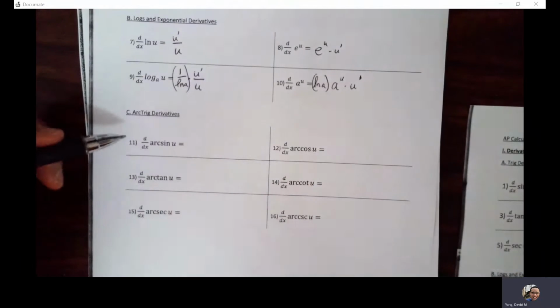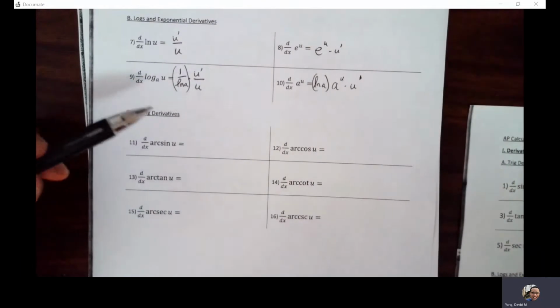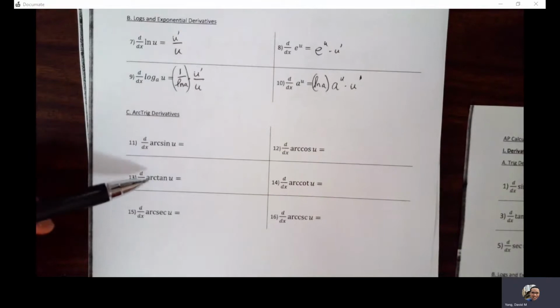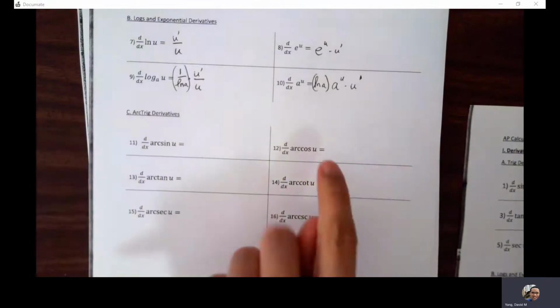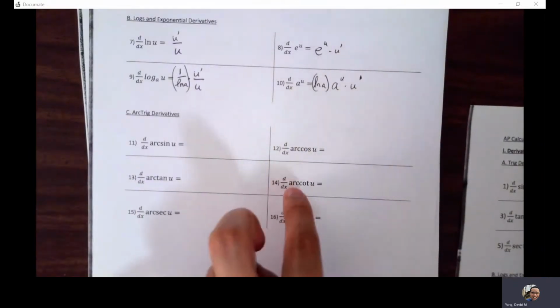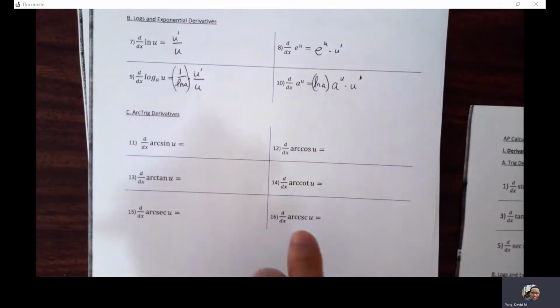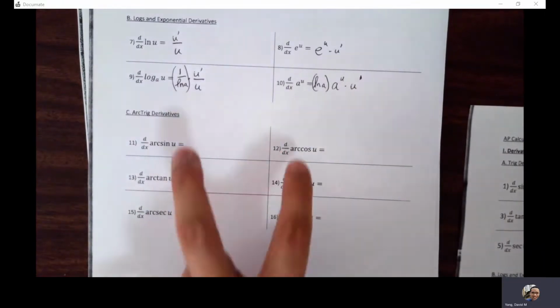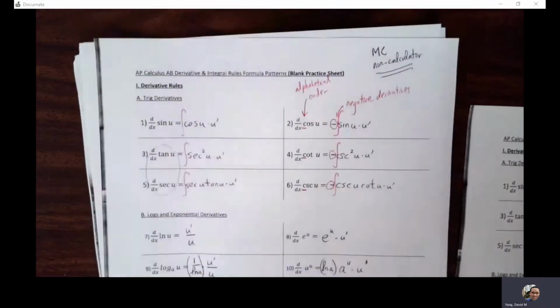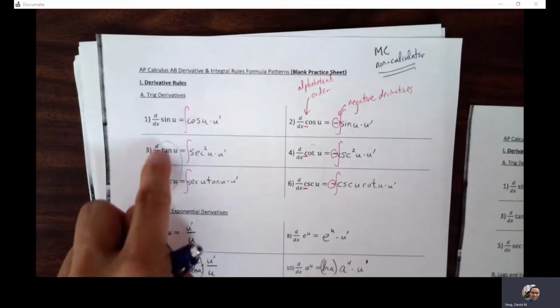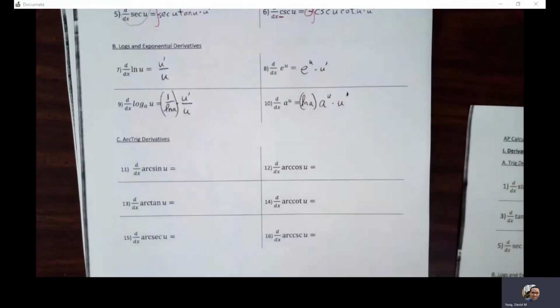Okay, next up are the arc-trig derivatives. What I want to show you is that we basically only have to worry about arcsine, arctangent, arcsecant, because the one directly across from them are just the negative versions of the corresponding ones to the left of it. Okay, and also I organized these the same way that we did trig functions. Just imagine putting arc or inverse in front of those corresponding names.